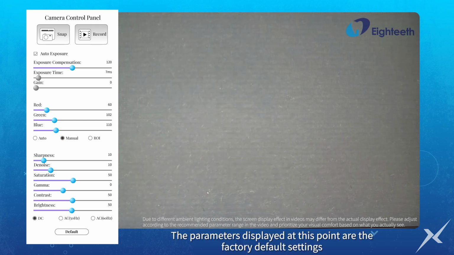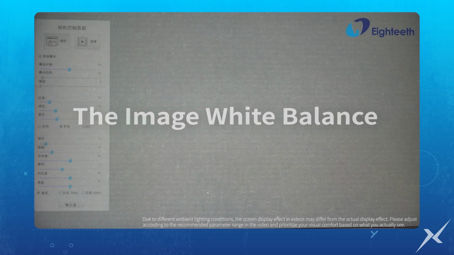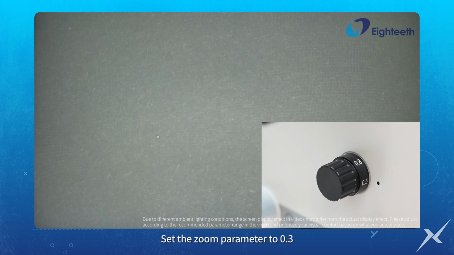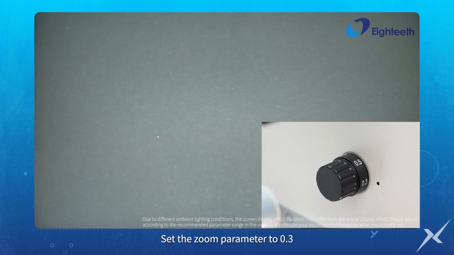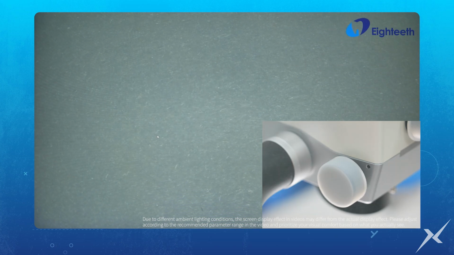The parameters displayed at this point are the factory default settings. First, adjust the image white balance. Place the blank white A4 paper under the microscope. Set the zoom parameter to 0.3 and adjust the working distance until the image on the display is clear.